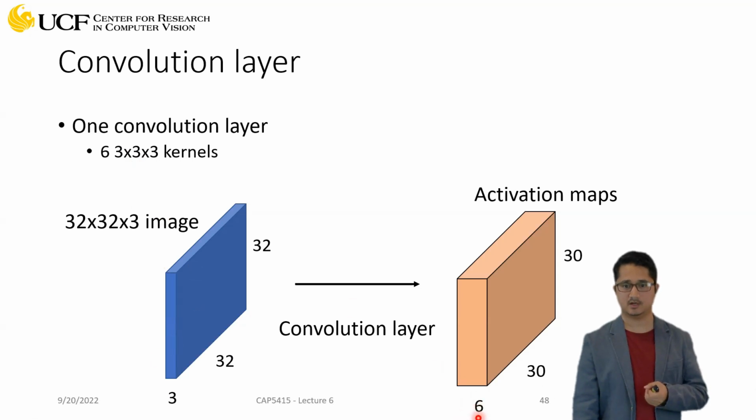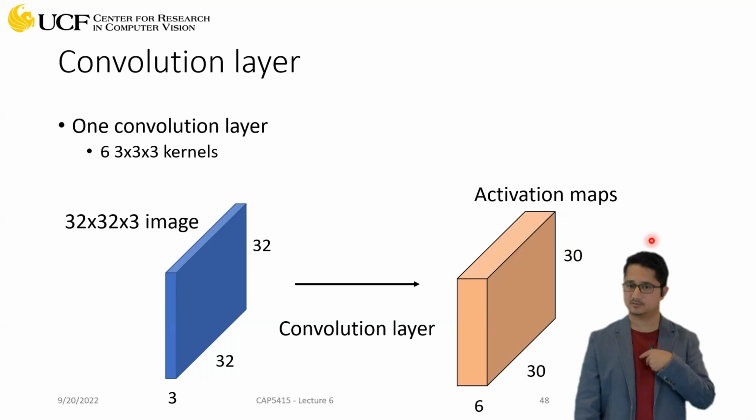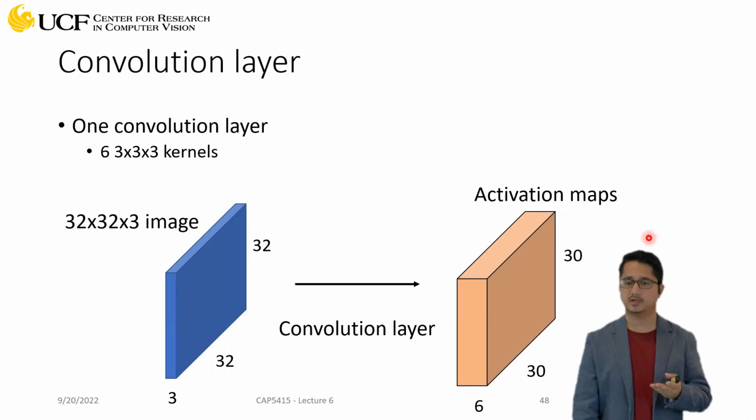Second is how you get the 6. If you have another convolution layer after this activation map, one thing is predetermined. Irrespective of the size of a kernel, the third dimension of that kernel will always be 6.